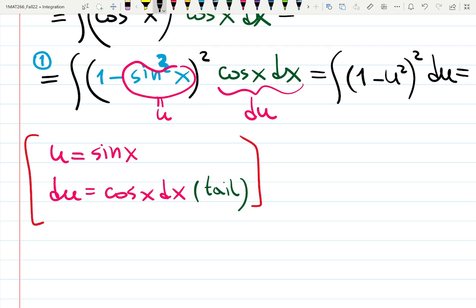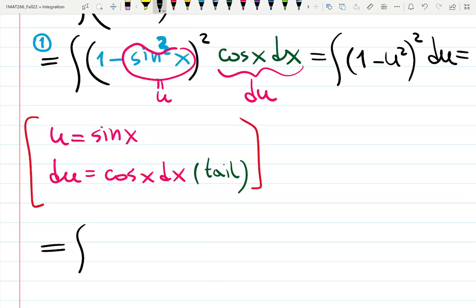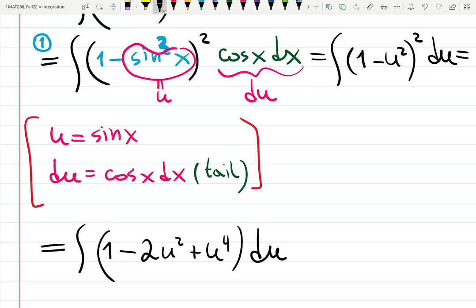Yes? No? How to solve the integral? Did anyone actually finish it? That's not that obvious. Yes? I finished. How did you do it? After that, the integral will be 1 minus u squared, the whole square, du. And I expanded 1 minus u squared. What's the expansion? Tell me. So it's 1 minus 2u squared plus u to the 4, du. Exactly. Thank you.